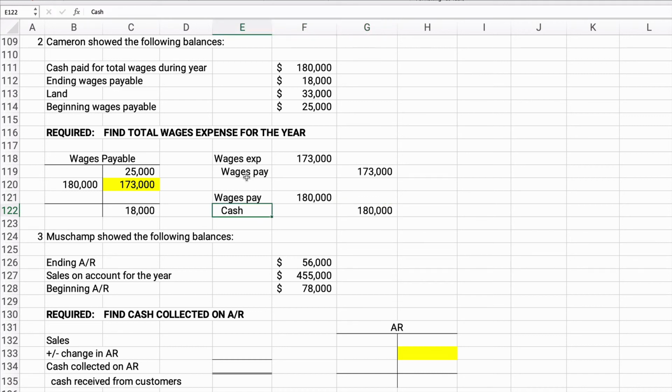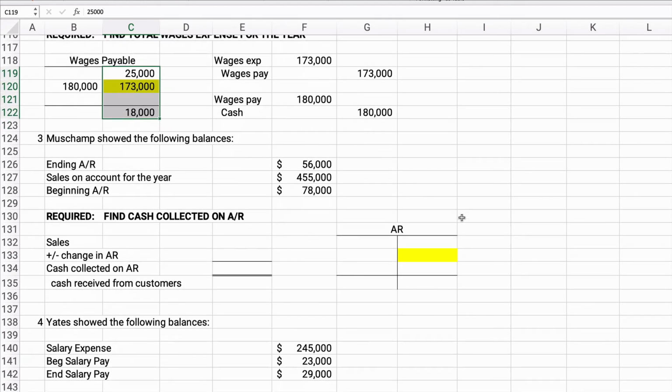And so we know that our balance goes down 7. Wages payable is 173, but we pay off 180, so that means our wages payable goes from 25 down to 18. Okay, you got to think through it, see what you know, and solve for what you don't know.